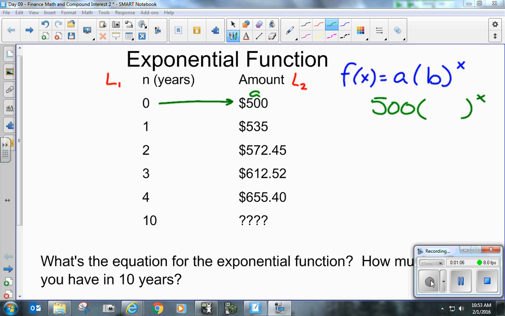Now, when it came to exponentials, we talk about growth and decay, right? So it was either 1 plus or minus our rate. And if we were subtracting our rate, it would be less than 1. If we were adding our rate, it would be more than 1. If I'm looking at this table right here, do you think I'm going to have a plus or minus? Plus. Why do you say that? Because the numbers increase. Good. No, this is increasing. As I go down this amount column, my numbers are going up.